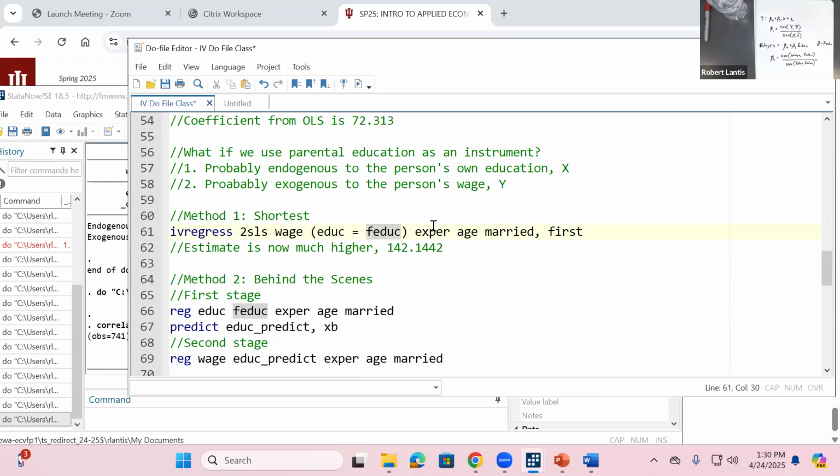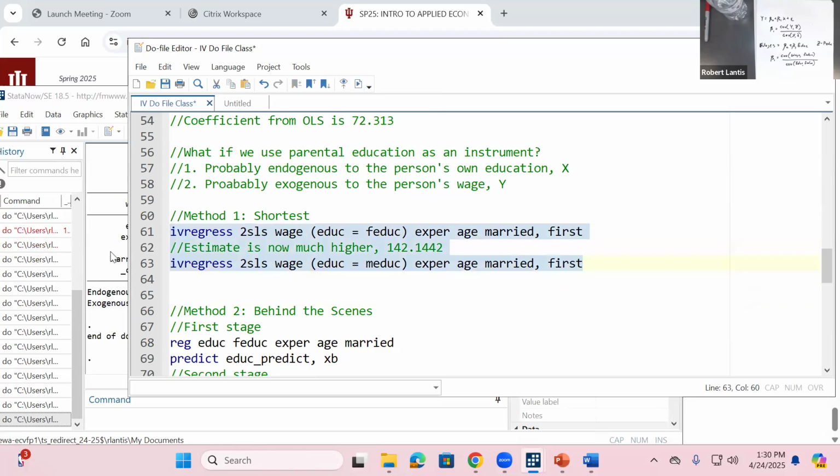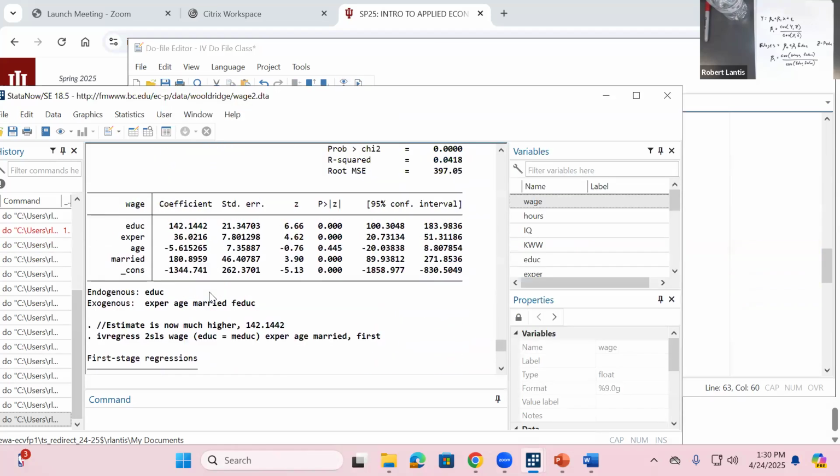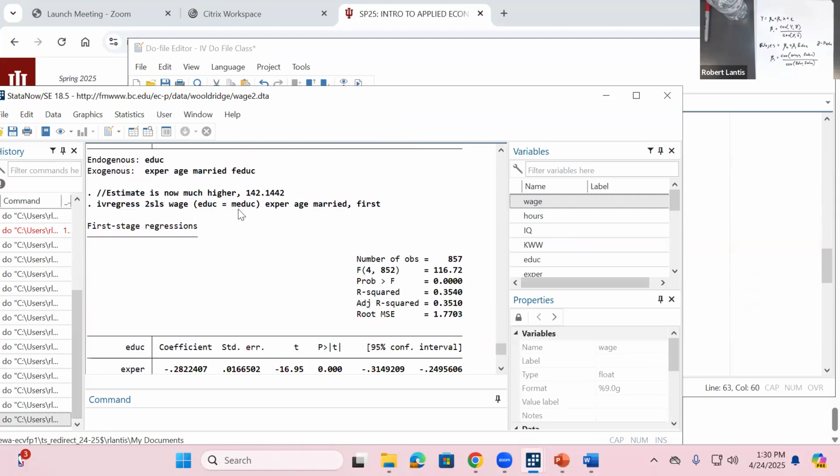And this is where, maybe, I think for whatever reason, mother's education is going to be better, right? So I can run both of these regressions. Got my first and second stage. So my father's education, that first stage F statistic was 109. If I use mother's education, my first stage is 116. So that would suggest maybe it's a slightly better instrument, right? Maybe mother's education is a slightly better instrument than father's education. Okay.